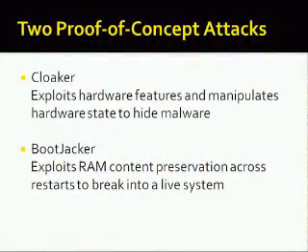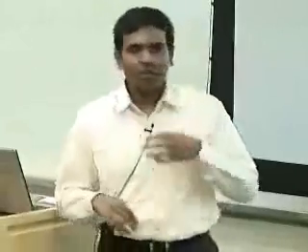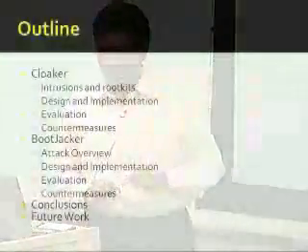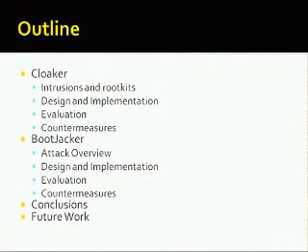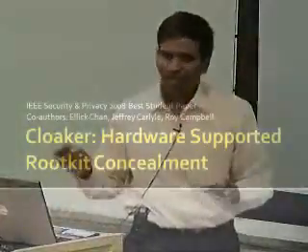So what I'm going to talk to you about today is two different tools. Essentially, they're proof of concept attacks, which demonstrate that hardware features and behavior can actually be exploited in order to build malware. The two projects I'm going to talk about are Cloaker, which exploits hardware features in order to provide a malicious rootkit environment, and BootJacker, which exploits DRAM memory preservation in order to break into a system. And that brings us to the outline of today's talk. It's a long talk, so I'm going to spend most of my time on the Cloaker rootkit work, and I'm going to give you a brief overview of the BootJacker work, before concluding and talking about some other topics.